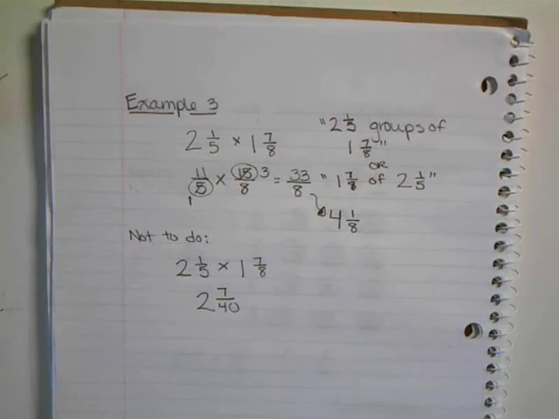No, because 1 and 7/8, is that closer to 1 or closer to 2? 2. That's pretty close to 2. So I'm doing 2 times 2, and I should get what answer? What's 2 times 2? 4. But I only got 2 and 7/40. And I only got 2 and 7/40 because I didn't multiply the 2 with the 7/8 or the 1 with the 1/5. Okay.